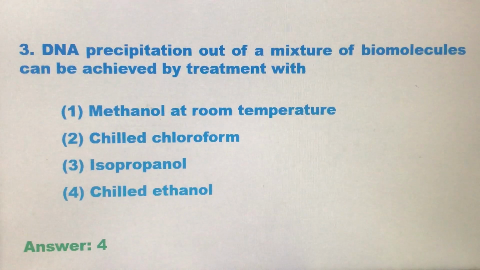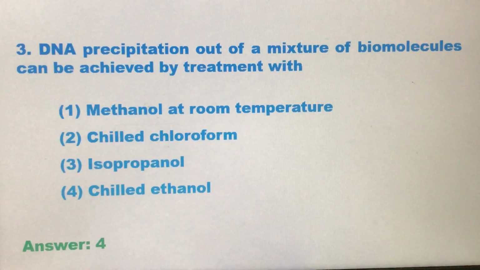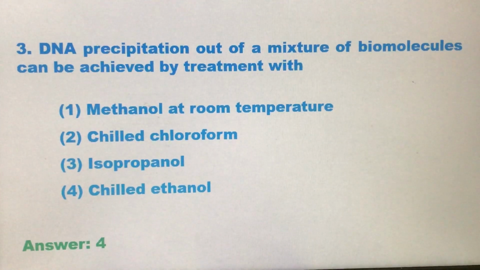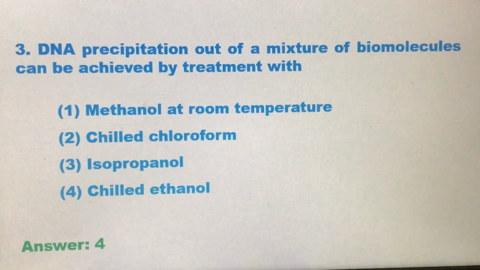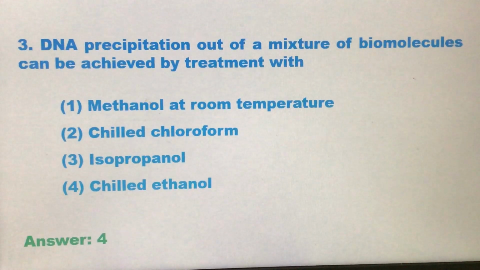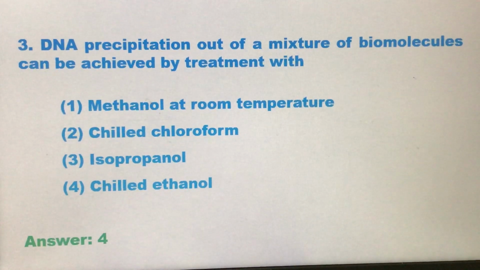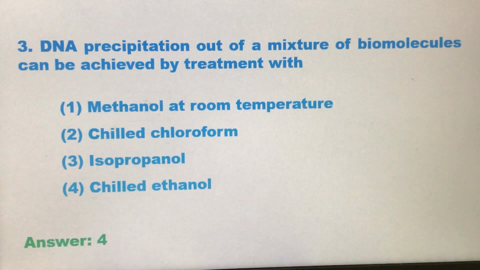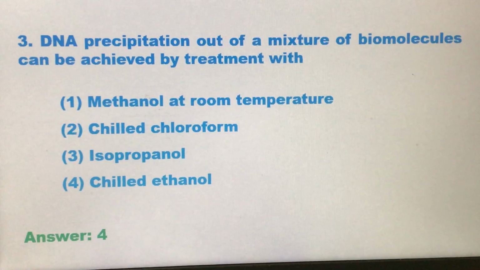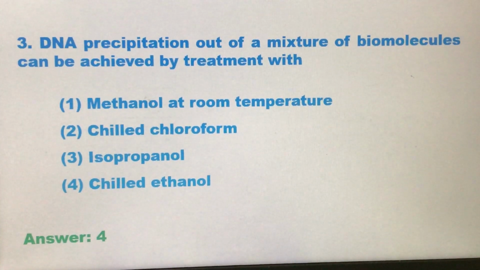The third question is, DNA precipitation out of a mixture of biomolecules can be achieved by treatment with which of the four following options? The first option is methanol at room temperature. The second option is chilled chloroform, the third option is isopropanol, and the fourth option is chilled ethanol.